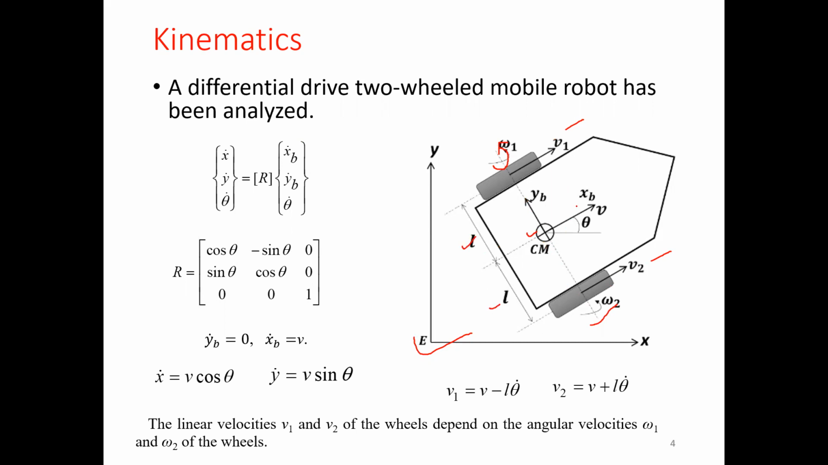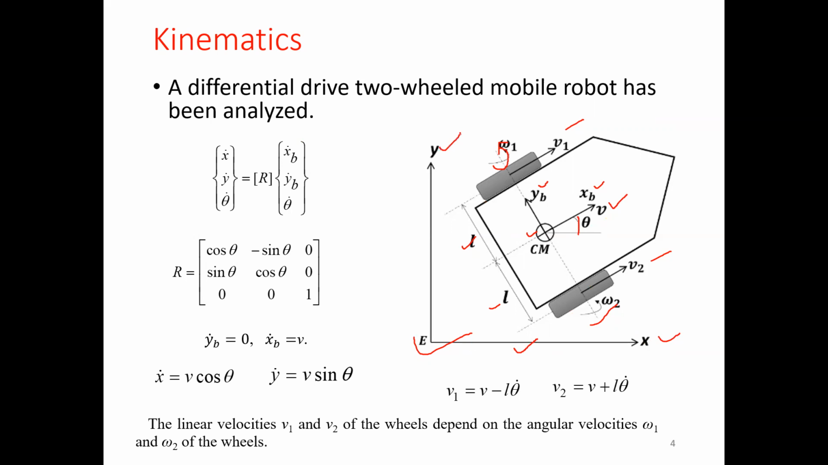A body fixed frame is attached to the center of mass, whose axes are XB and YB. Along the XB direction, we have the longitudinal velocity of the robot. The orientation of the robot, theta, is with respect to the x-axis of the ground fixed frame, which is an inertial frame fixed to the ground having x and y axes.